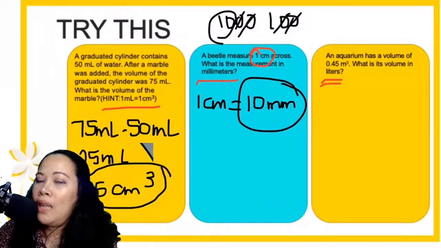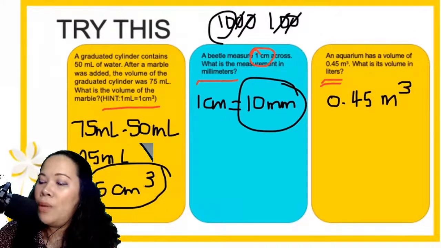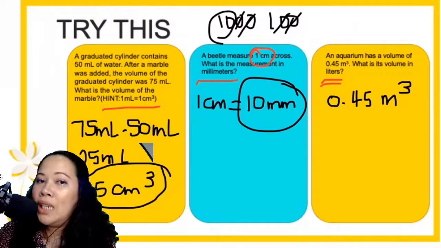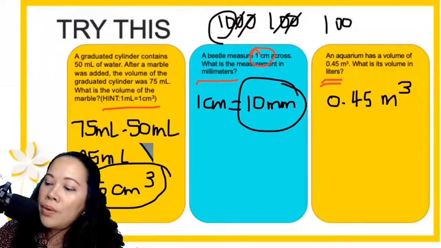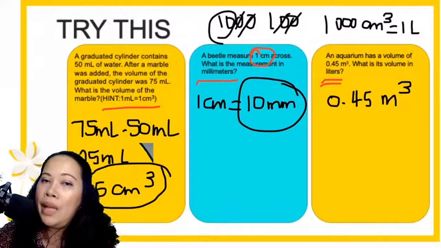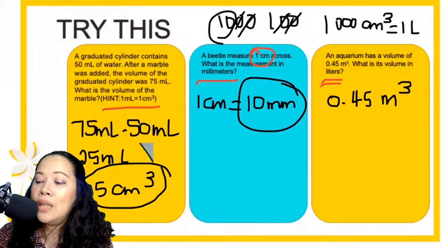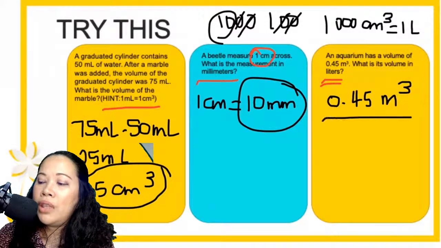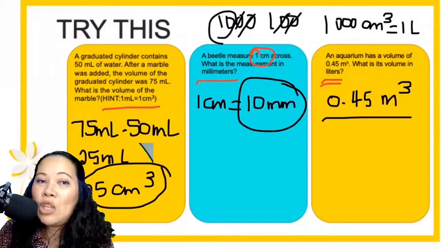Okay, now the last question, you have 0.45 meter cube. Now you want it to be converted to liters. Now there is 1000 centimeter cube is 1 liter. That is an established conversion. 1000 centimeter cube is 1 liter. So that means that we have to convert this meter cube to centimeter cube.